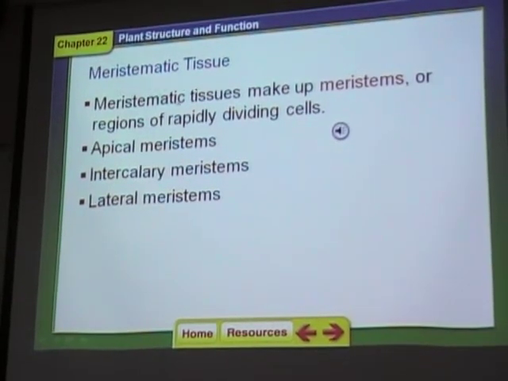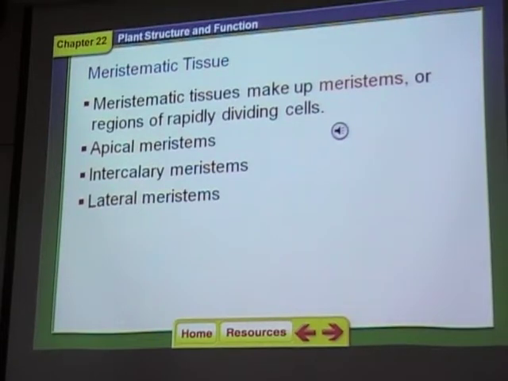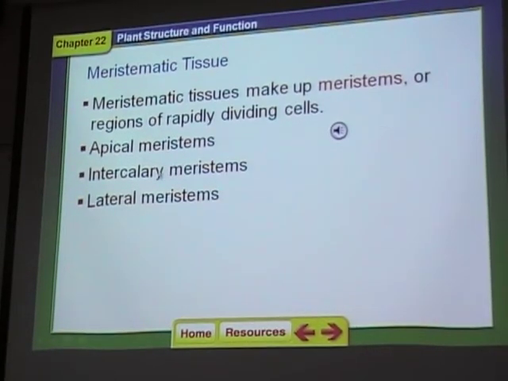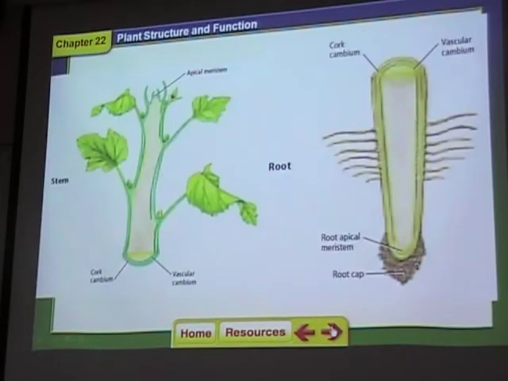First, meristematic. Meristematic cells are regions of rapidly dividing cells. Have you ever heard of stem cells? Yes. The word stem cells, that's meristematic cells. Stem is kind of short for meristematic. Cells that multiply very quickly and can become anything. And we have different types of stem cells. We have apical meristems, intercalary meristems, and lateral meristems, which I'll show you.